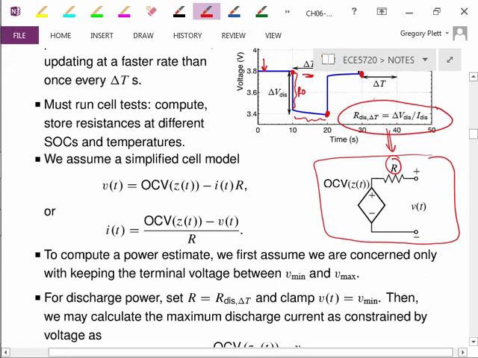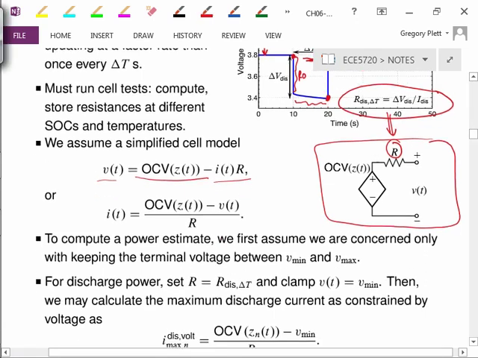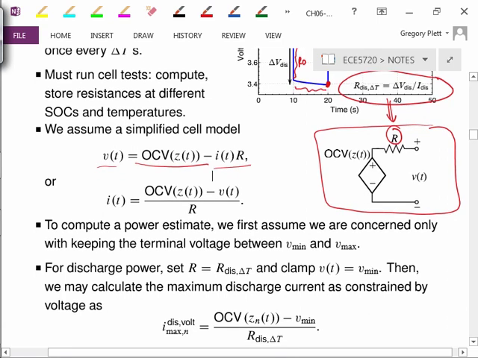So over the time horizon delta t, we are considering, at least crudely, some of the other terms of the model, but we write the model as a simple voltage source and resistance. In the equation, then, we've got voltage is OCV minus I times R, and I can solve for I is OCV minus the actual voltage divided by R. When we're computing the power estimate, we assume at the beginning that our concern is to keep terminal voltage between Vmin and Vmax.